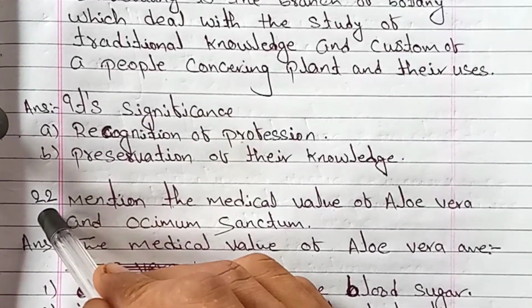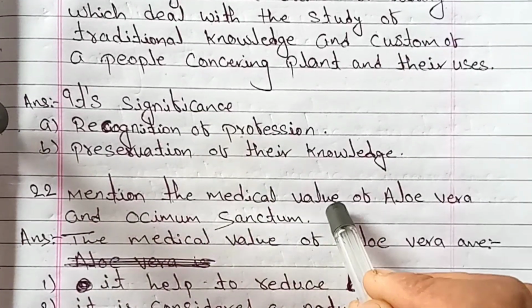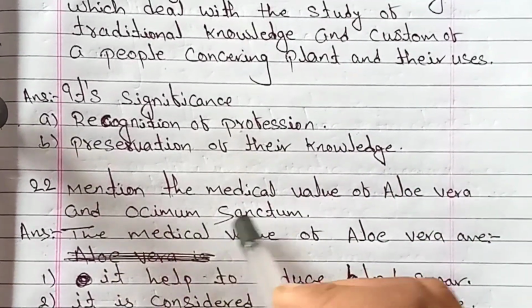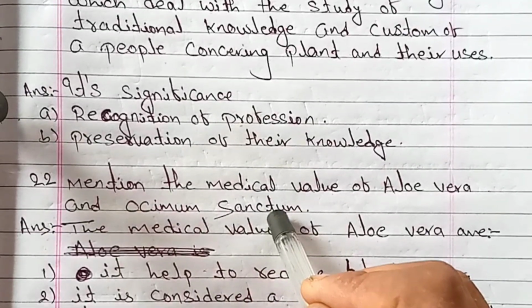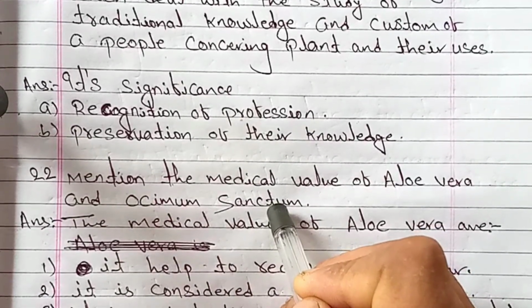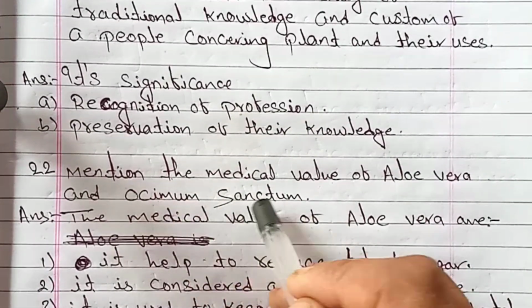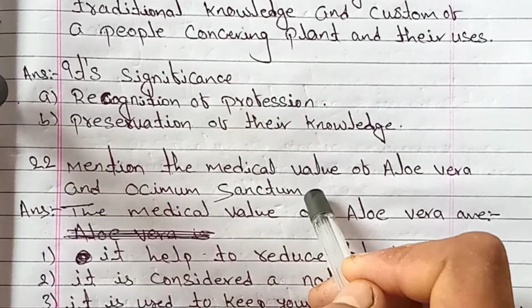So question number 22. Mention the medical value of aloe vera and Ocimum sanctum. Ocimum sanctum is the scientific name, and the English name is tulsi.